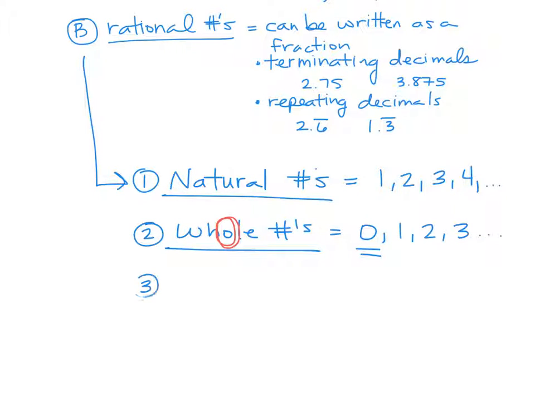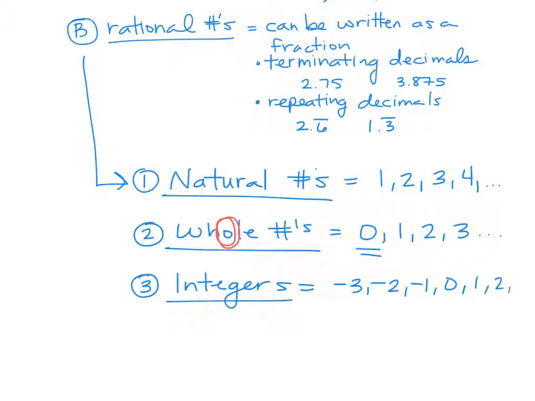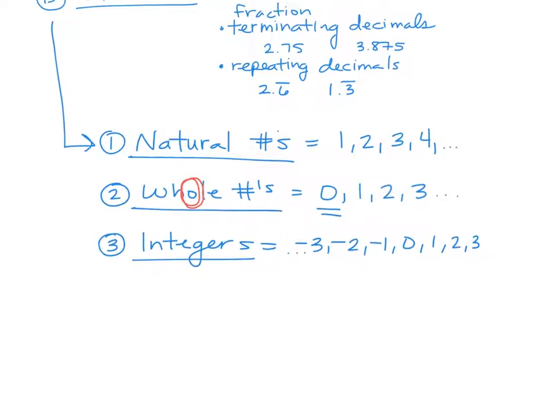Okay, third and final of these is integers. Do you know what an integer is? What are they? Negatives and positives. So integers are the whole numbers, positive and negative. So that would be like -3, -2, -1, 0, 1, 2, 3. And you just keep going in both directions.